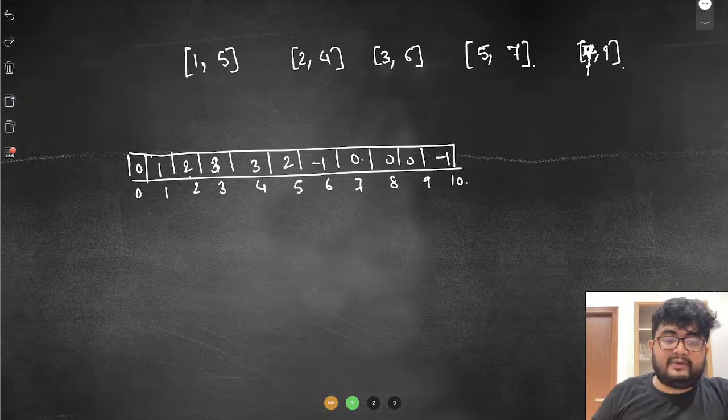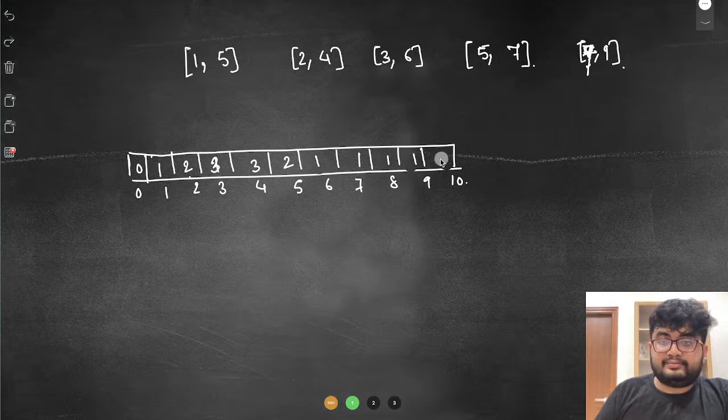This will become minus 1, 1. This will become 1. We are taking prefix sum, right? We are just taking prefix sum. So this will remain 1. This will remain 1. This will become 0.